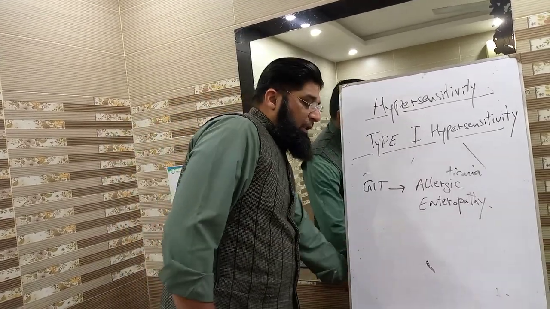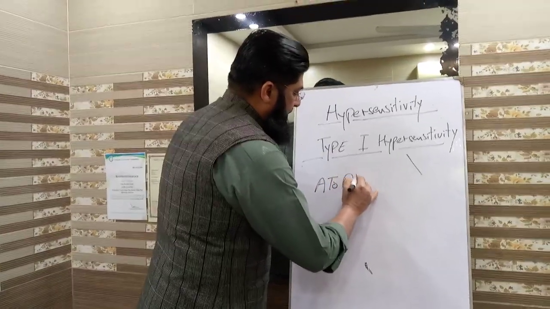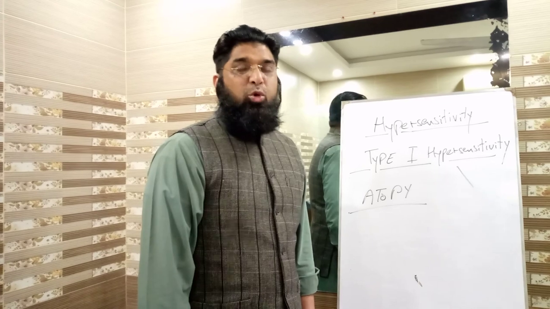Now, students, there is often a terminology which is associated with type 1 hypersensitivity reaction. It is atopy. What is atopy? Students, in very simple words, atopy means familial predisposition of any person to produce increased levels of immunoglobulin E. I simplify more for you people, that ability of any host to produce raised levels of immunoglobulin E in the body is called atopy.